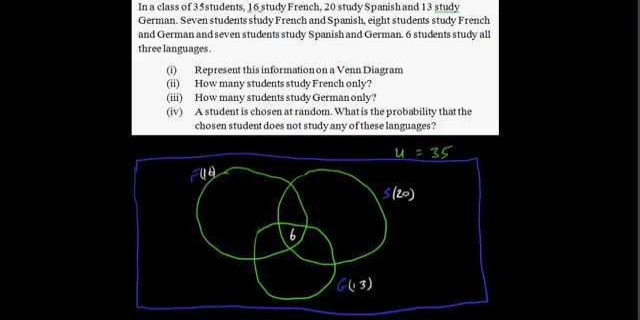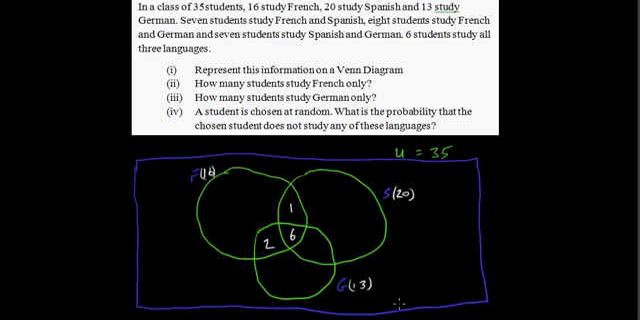So again, we can't do anything with the 16, the 20 or the 13. 7 students study French and Spanish. That's here, where these 2 circles overlap. I've already accounted for 6, so the remaining student must be here. 6 plus 1 will give me the 7. 8 students study French and German. French and German will be here. I've already accounted for 6, so 2 will go there. 6 plus 2 will give me the 8.